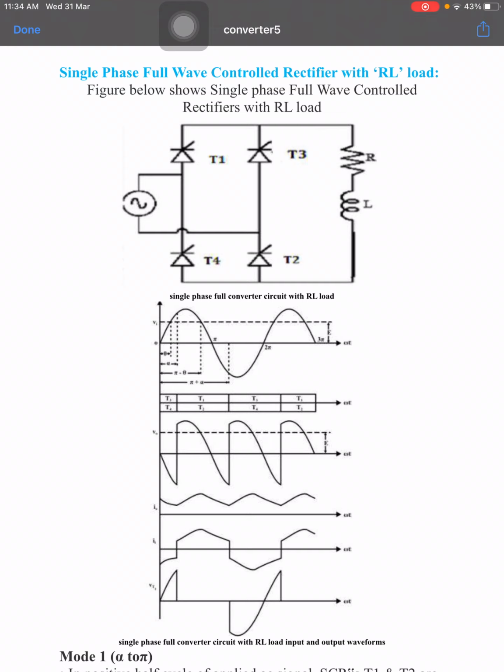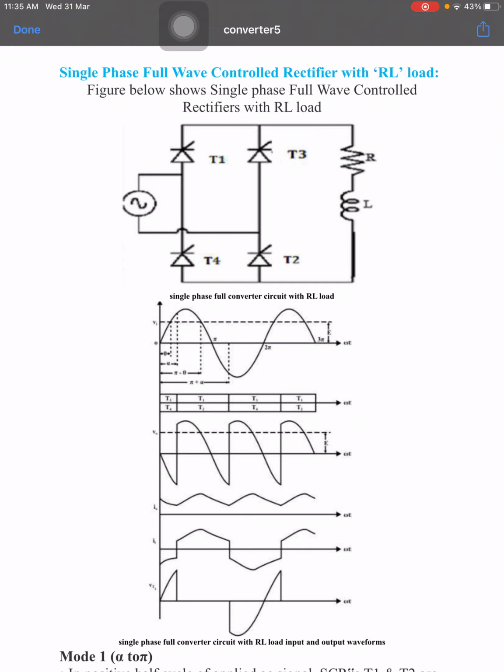Mode 4 operation, the limit is 2 pi to 2 pi plus alpha. In general, at omega t equal to 2 pi, the input voltage passes through 0, because it is at the origin point.